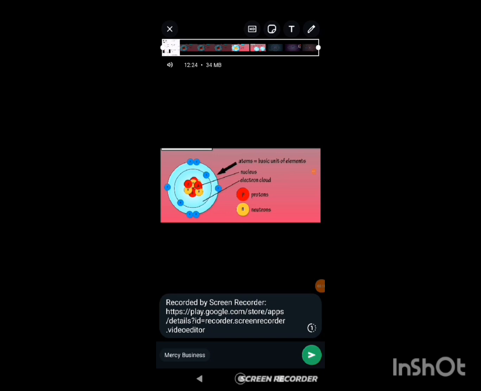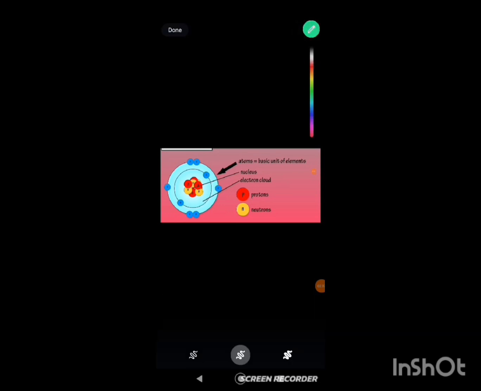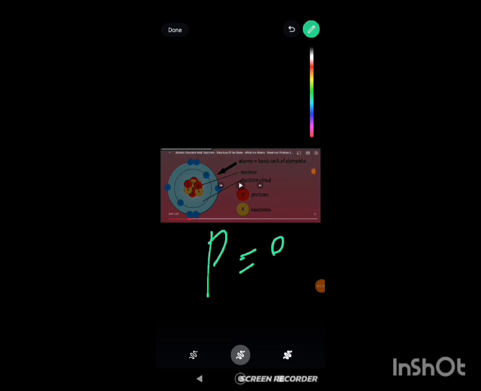In our first lesson, we discussed the electrons, the protons, and the neutrons, and we said the protons are positively charged, the electrons are negatively charged, the neutron carries no charge, and then we said the number of protons in an atom equals the number of electrons in an atom, and therefore an atom is electrically neutral.